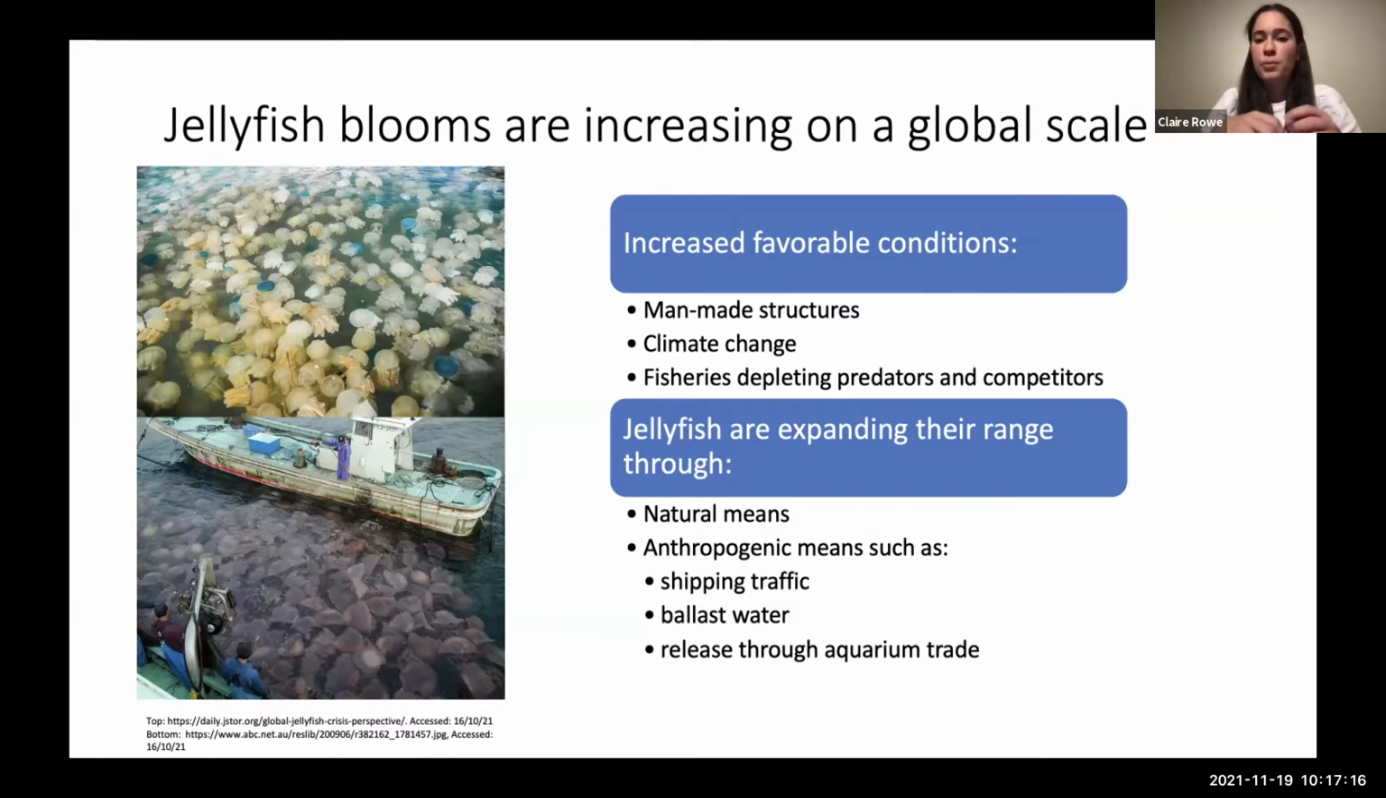What this means is their populations rapidly increase in a bloom, followed by a population crash referred to as a bust. Now, it's believed that jellyfish blooms are increasing on a global scale due to increased favourable conditions as a result of human modifications to coastal environments. So this includes increased man-made structures, climate change causing increased temperature, eutrophication, and changes to salinity, as well as fisheries depleting predators and competitors. So jellyfish are also expanding their range through both natural means and anthropogenic means, such as shipping traffic, ballast water, or release through the aquarium trade.